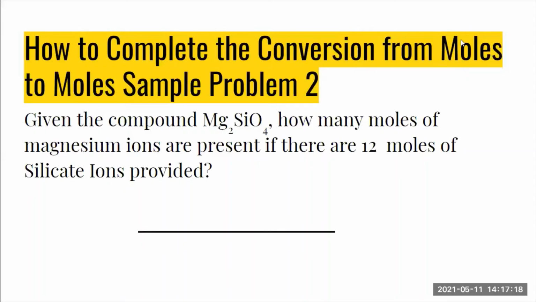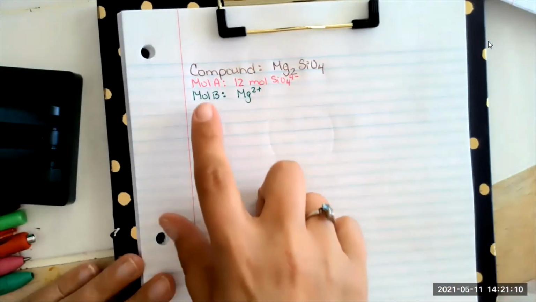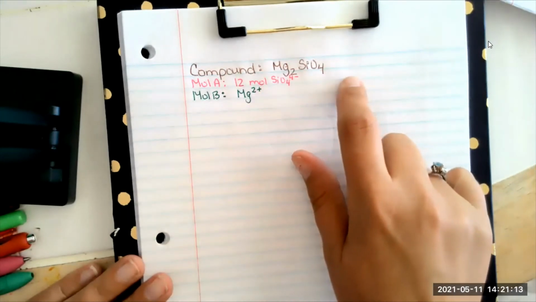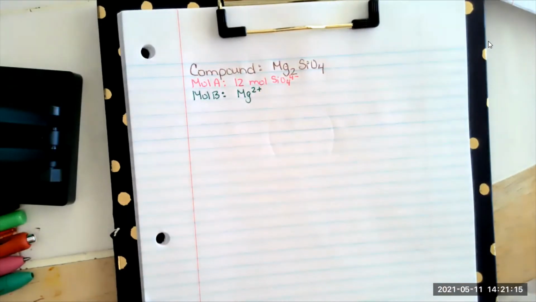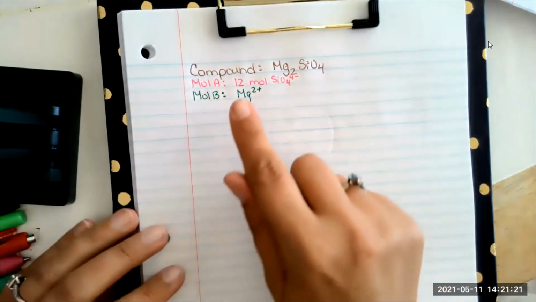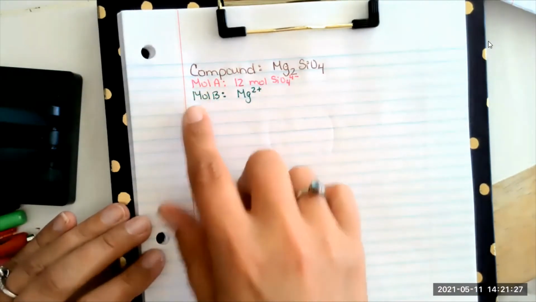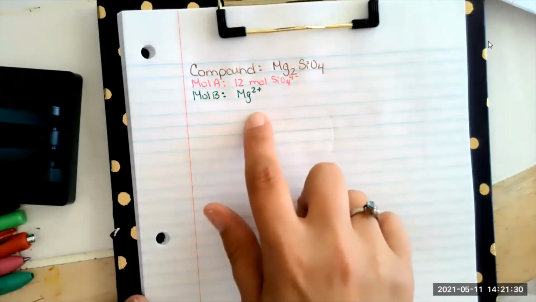Okay, let's try another sample problem. Given the compound magnesium silicate, how many moles of magnesium ions are present if there are 12 moles of silicate ions provided? Okay, let's walk through how to solve this. So the compound we were given was magnesium silicate. We were told we have 12 moles of silicate. So mole A, remember, is what we're given, so that's 12 moles of SiO4 4-. Remember, silicate's SiO4 4-. Mole B is what we're looking for, and that's magnesium.